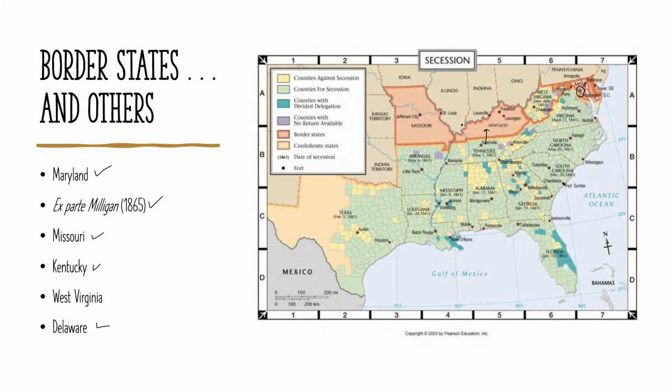And it was only after this that Grant is then sent across the border to rid Kentucky of Confederate forces. So that's what kept Kentucky in the war. So the big question is, what happened to this little guy right here?